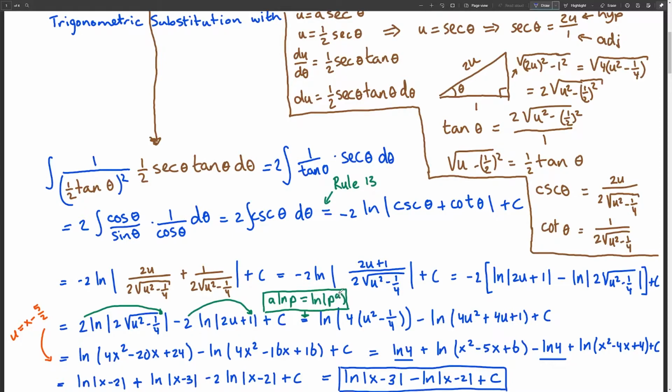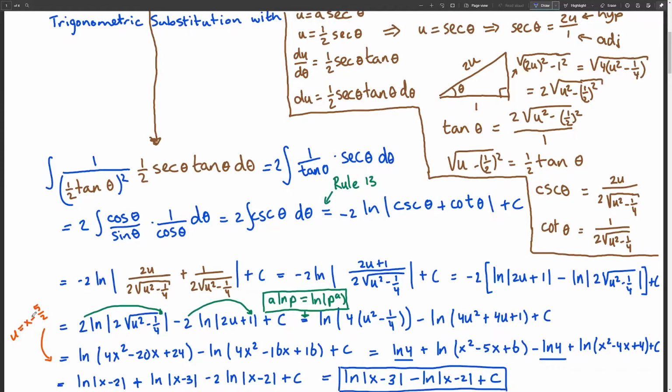So for the first term, what we get is the 2 squared and then the square root squared. So that gets rid of the square root, and we're just left with u squared minus 1/4. And then for the second term, we do negative 2 times the ln of 2u plus 1. That becomes 2u plus 1 squared. And when you FOIL that out, you get 4u squared plus 4u plus 1.